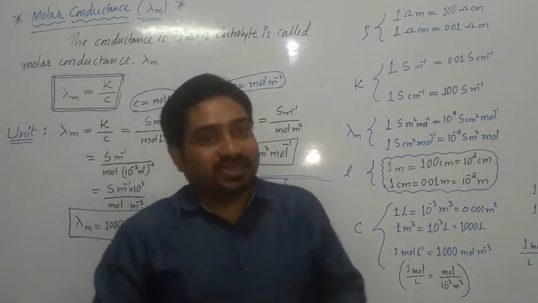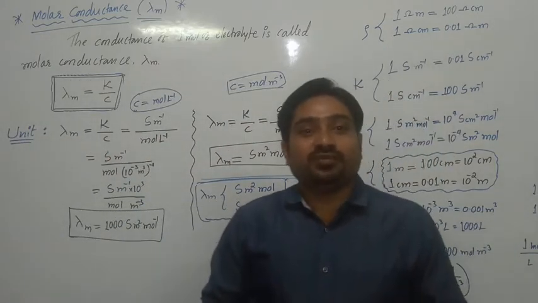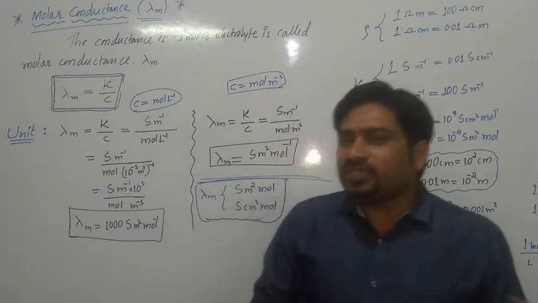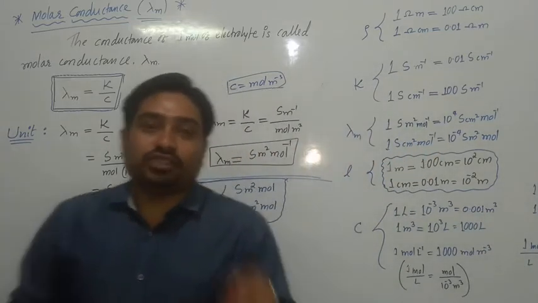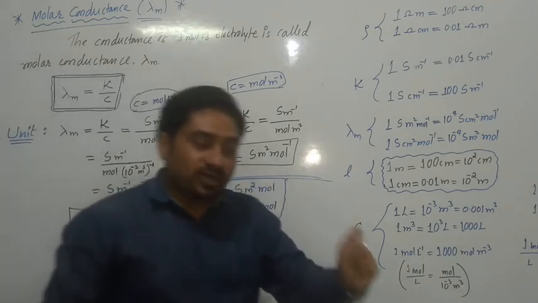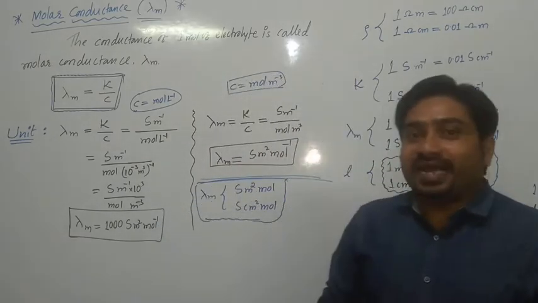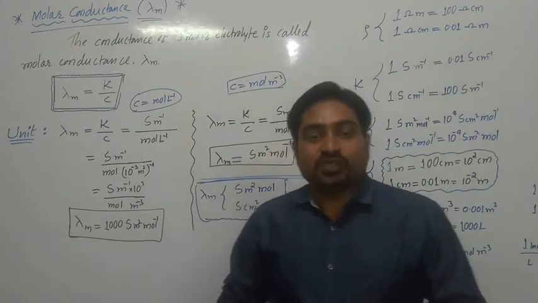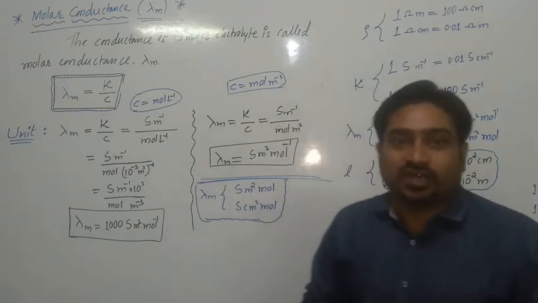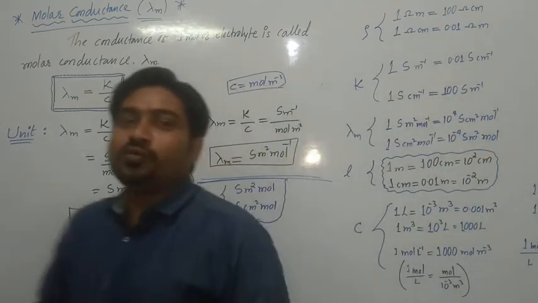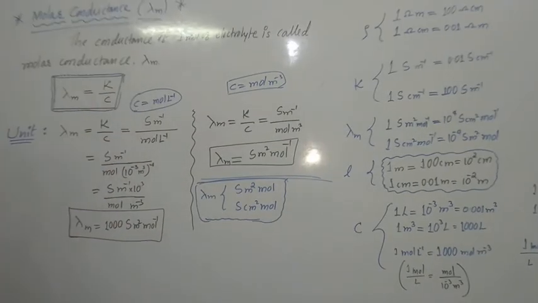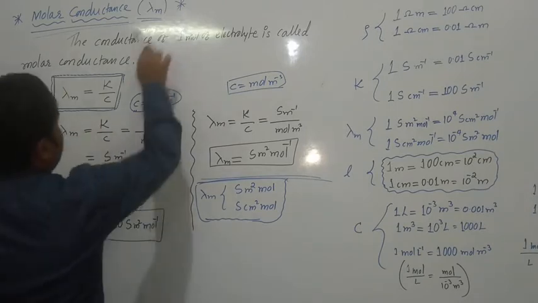We can express concentration in terms of molarity, molality, normality, like that. Those include the calculation of number of moles, isn't it? So as the number of moles of electrolyte changes, its conductivity and resistance also change. For better understanding of the conductivity or resistance of an electrolyte, we will define one more new term known as molar conductance. The new term is molar conductance, symbolized by lambda m.